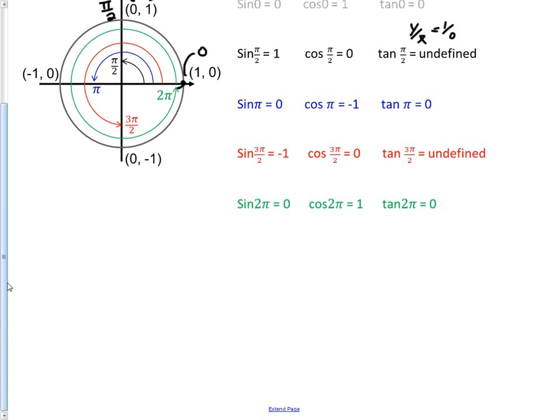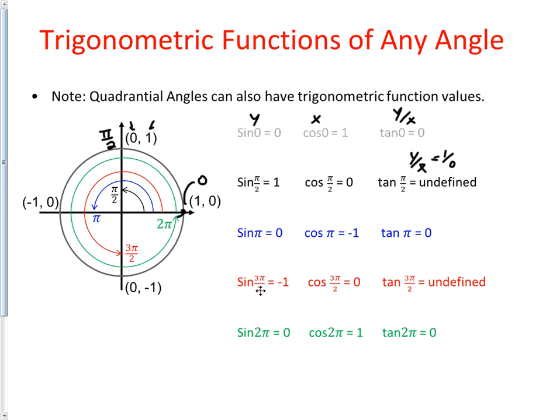Finally, we can look at our sine, cosine, and tangent of 2 pi, where 2 pi is right over here at 1 full unit. And we're back to what happens at 0. So for our quadrantial angles, we want to know our sine, cosine, and tangent of these values.